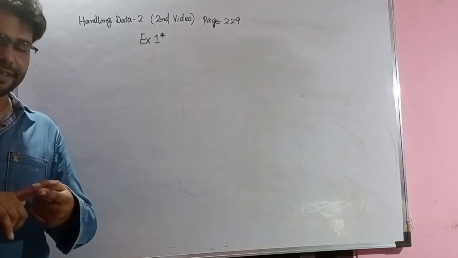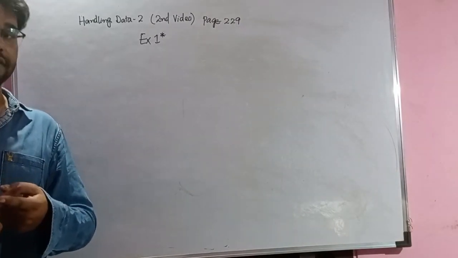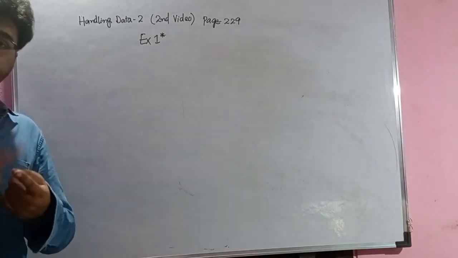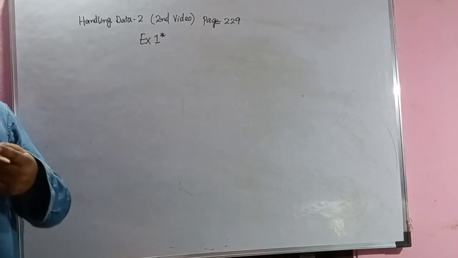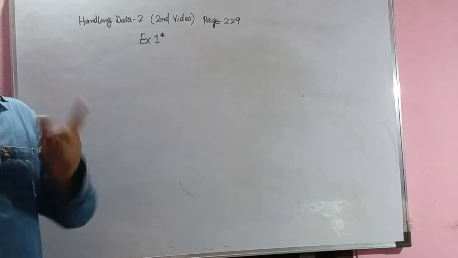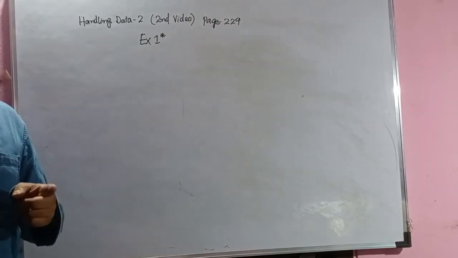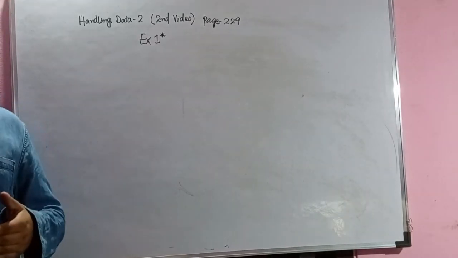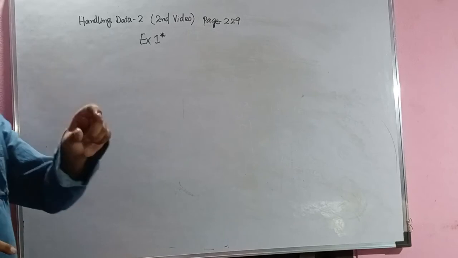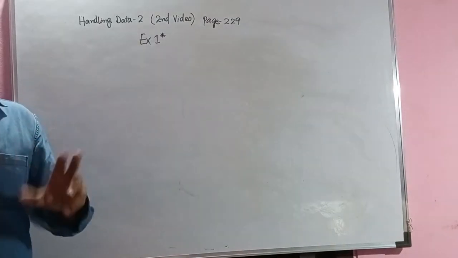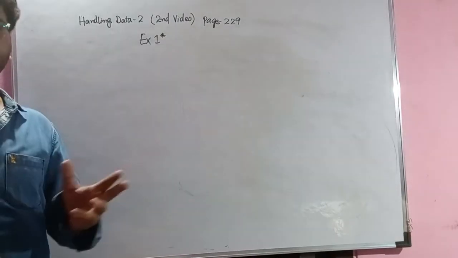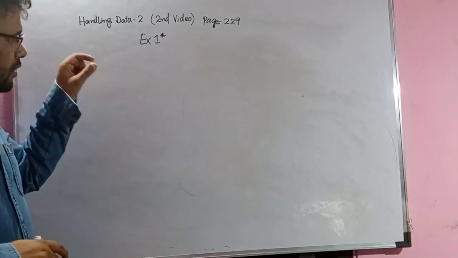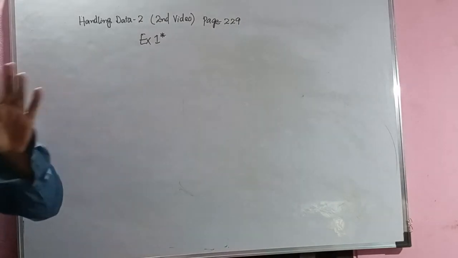There is discrete data, that's X, and next is the tally marks, and next is frequency. Next we are finding F into X, and then we are finding the sigma or summation of F, that's the total number of frequencies, then sigma fx. Then we can easily find the mean, the median, and the mode. I have explained it in the first video, and in this video you can see question number 1 from Exercise 1 star.